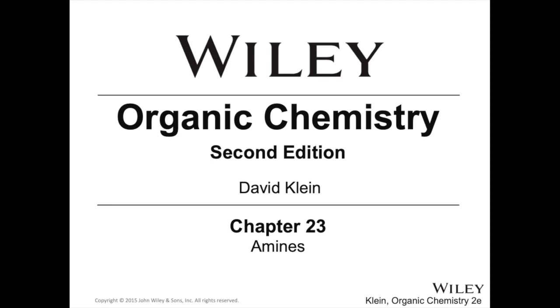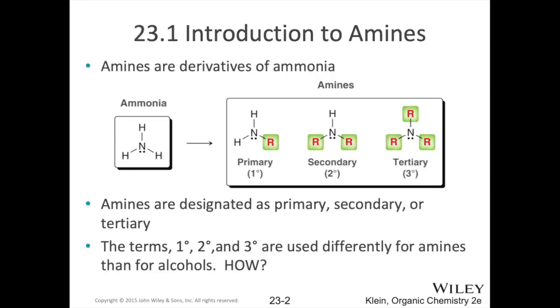In this chapter, we're going to look at amines. Now, amines are derivatives of ammonia. So ammonia is a nitrogen with 3 hydrogens around it, NH3, and all we're doing is swapping out those hydrogens for alkyl groups. So it's kind of like how alcohols are essentially just water, where you've swapped out a hydrogen for an R group, right? Here it's a similar case.